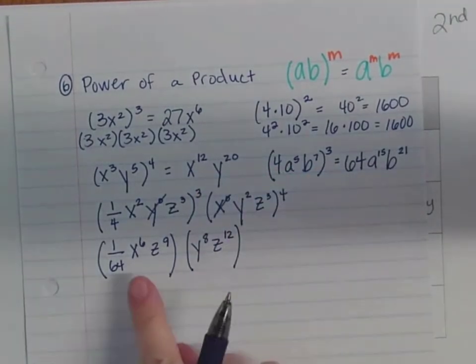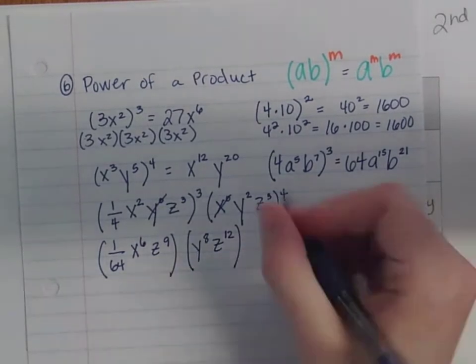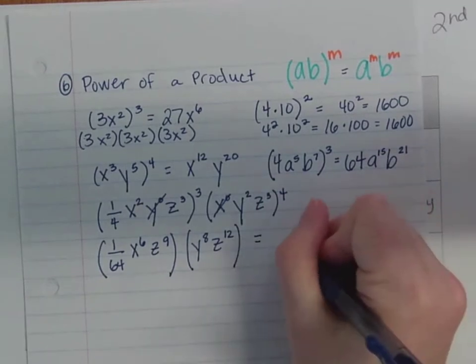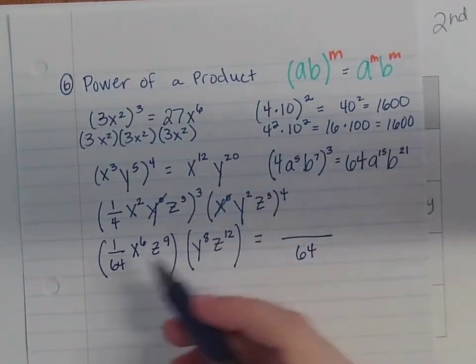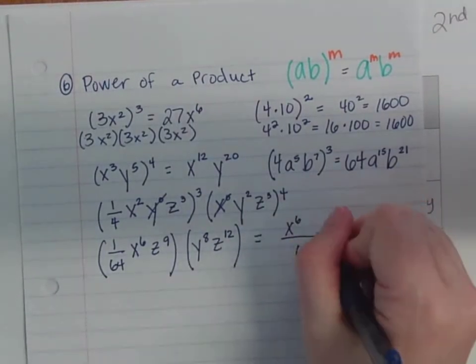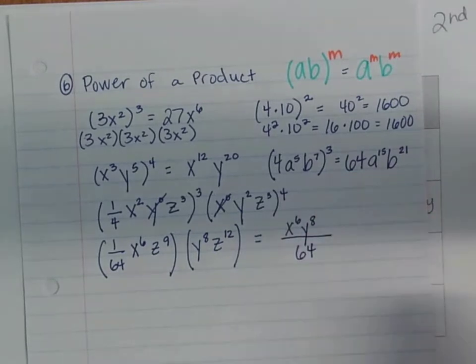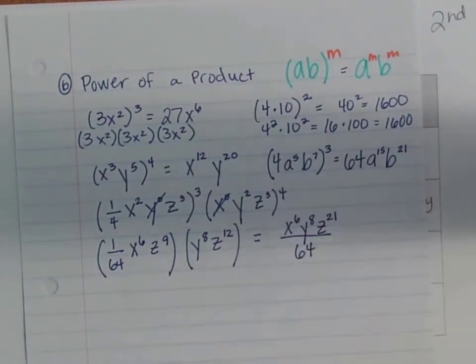Okay, so now let's simplify these with the product of powers. What's my coefficient? 1/64. I'm just going to write 64 on the bottom. X is the only one, x to the 6th. Y is the only one, so y to the 8th. And then z to the what? 21st. Adding the exponents gives a z to the 21st.